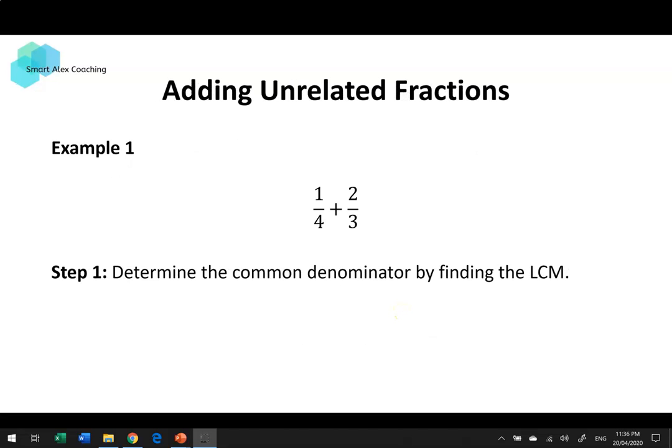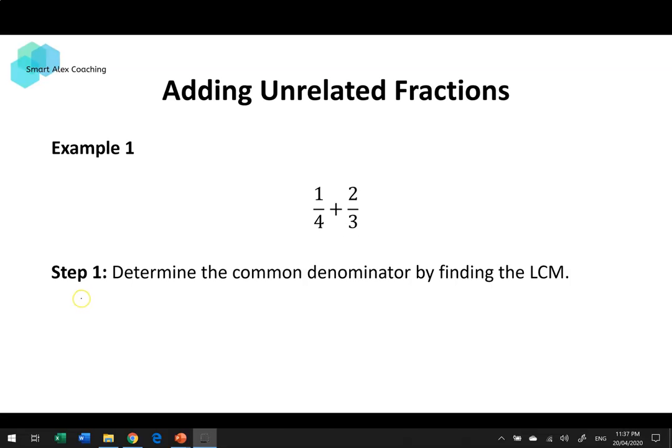We're now going to look at how to add unrelated fractions. The example we've got here is 1/4 plus 2/3. The steps involved are very similar to how to add related fractions. Step 1. We need to determine the common denominator by finding the LCM.